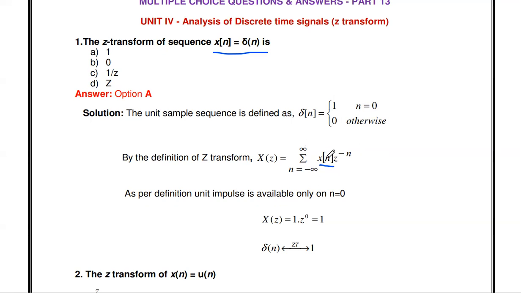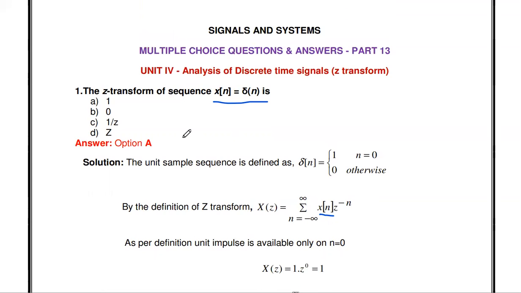We will get x of 0 equal to 1. For the remaining n values, the signal does not have anything. So we get 1 into z power 0, putting n equal to 0 in these two places, which is 1. So this is the Z transform of del of n. If you take any transform of the unit impulse sequence, the answer is 1. You should remember the standard answers. The Z transform of del of n is 1.